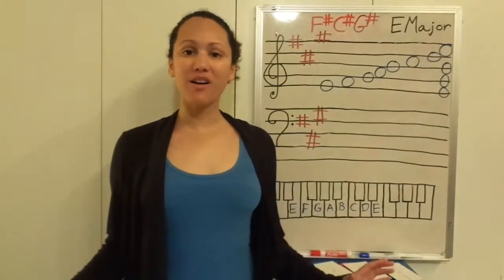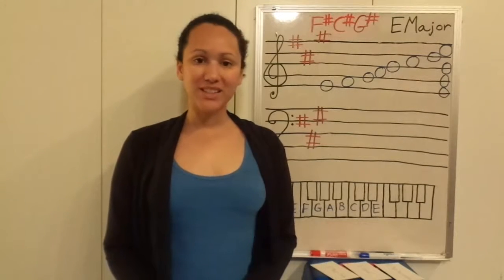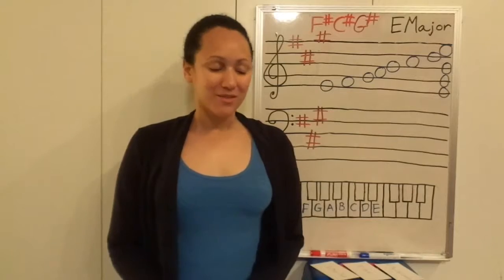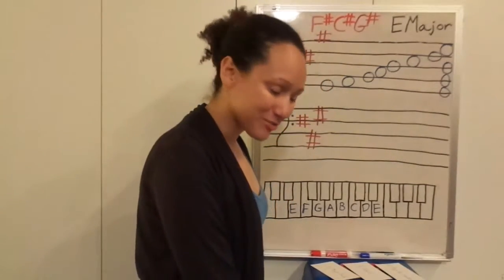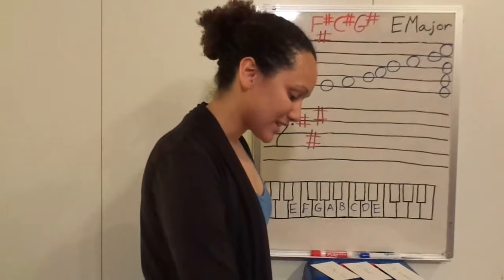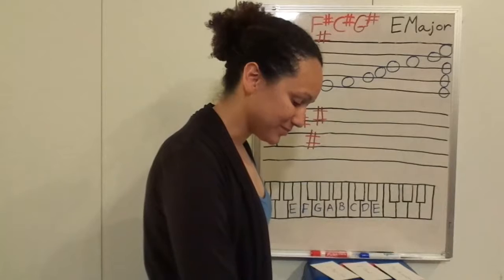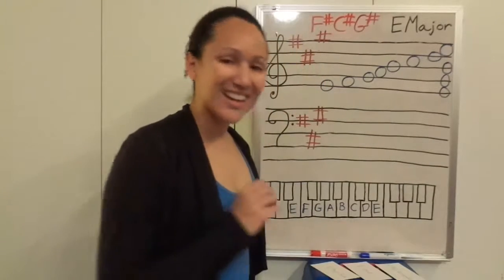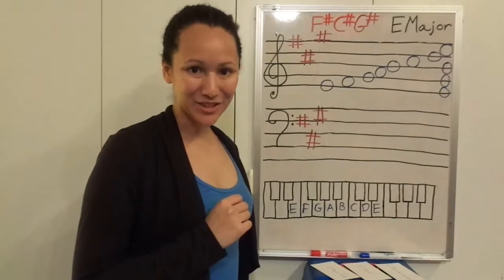In these lessons, we'll uncover the mystery of music theory. In previous lessons, we did a lot of major scales. C major, G major, D major, A major. Now we're going to do the next sharp scale, E major.